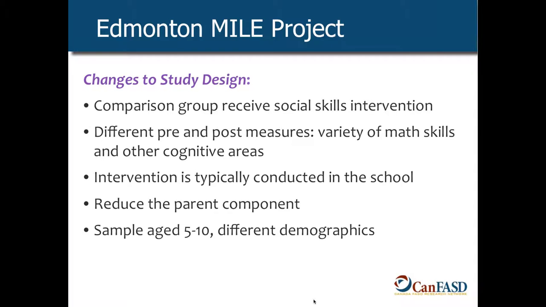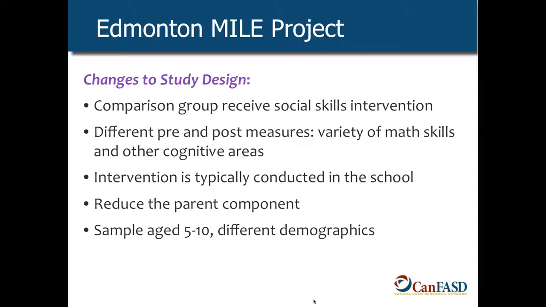So first of all, our comparison group, we decided not to have a comparison group that receives no intervention. We wanted to offer something to the comparison group as well. So in our study, the comparison group is receiving a social skills intervention because we felt that social skills would have very little overlap with math development, and we still wanted to offer something to that group. And social skills is also an area of impairment in this population.